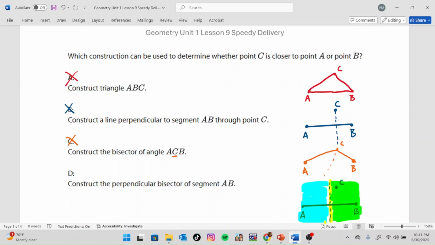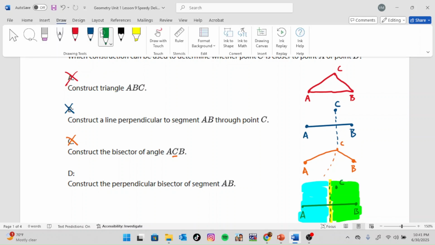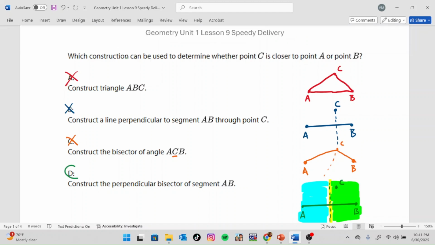So in this case, this tells us that point C is definitely closer to B because it's on that side of the perpendicular bisector. So D would be the correct construction to use if you want to know if a third point is closer to point A or point B, because the perpendicular bisector, by definition, divides the line segment in half at a 90-degree angle.